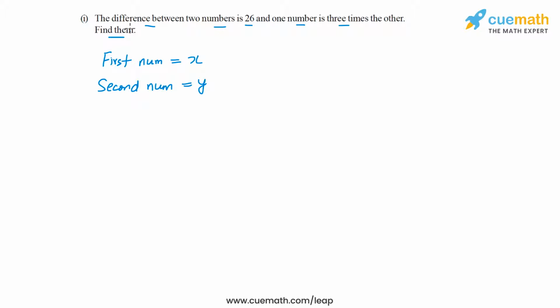Now the problem says that the difference between these two numbers is 26. So if we assume that the first number is larger than the second number, then the difference, which is x minus y, is equal to 26. Also, the statement says that one number is 3 times the other. So the larger number x is 3 times the smaller number y.